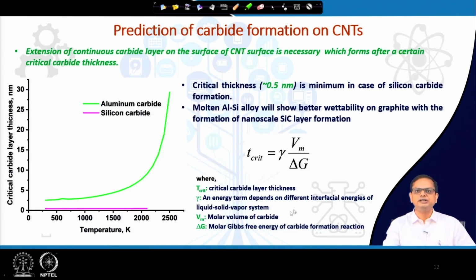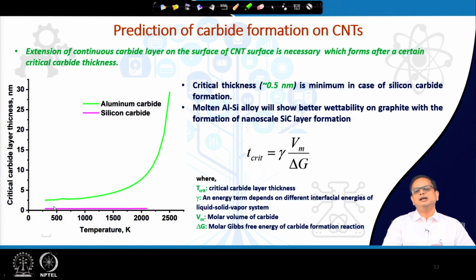That also you can calculate using an equation that has been shown here. So, this is ultimately a short equation. You can come to this equation by doing certain calculations, but ultimately T critical can be calculated by using this equation. And you can see here the plots have been shown with temperature, the critical carbide layer thickness varying with the temperature. You can see here SiC does not really change, the growth of SiC does not really change with temperature, and for aluminum carbide also there is initially quite a low value and then it increases, but you can see for silicon carbide layer it is almost 0.